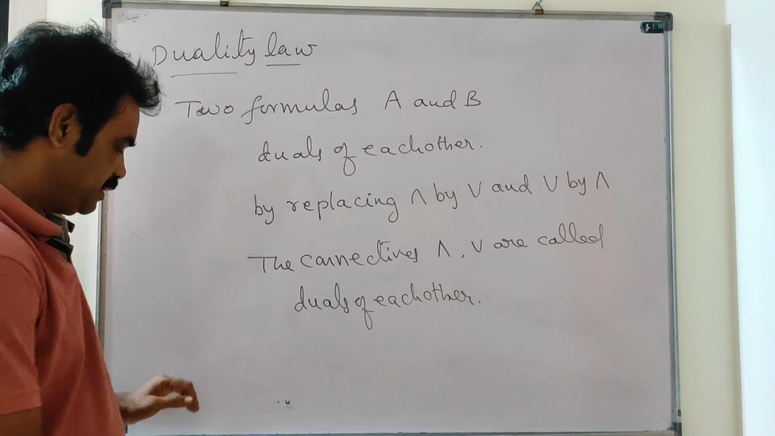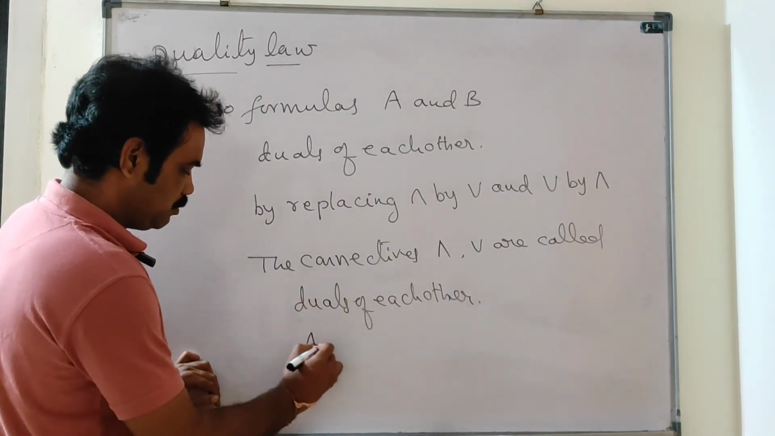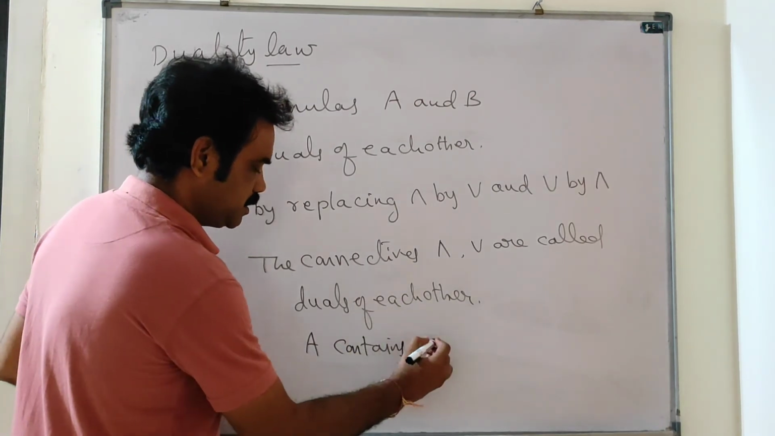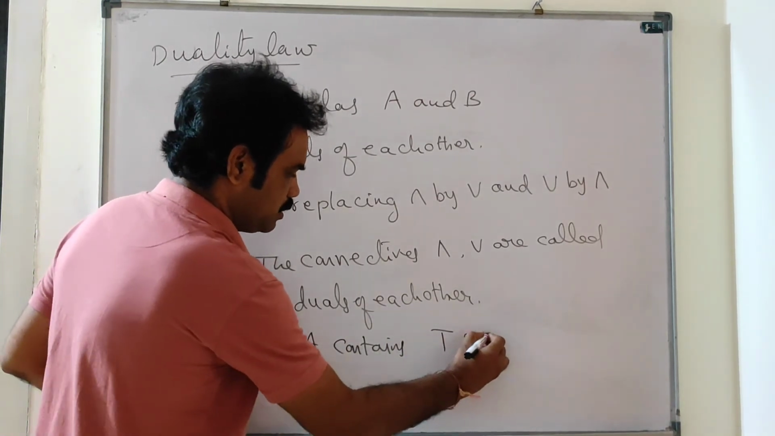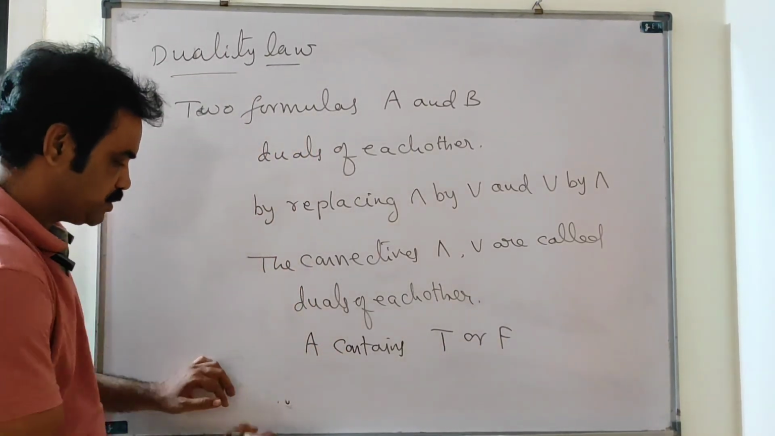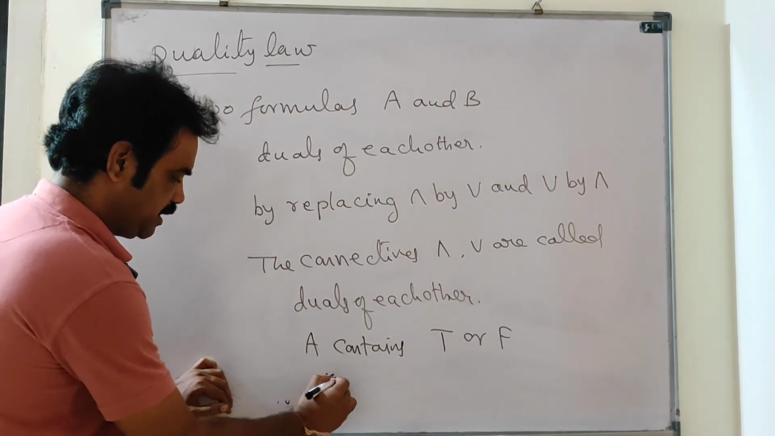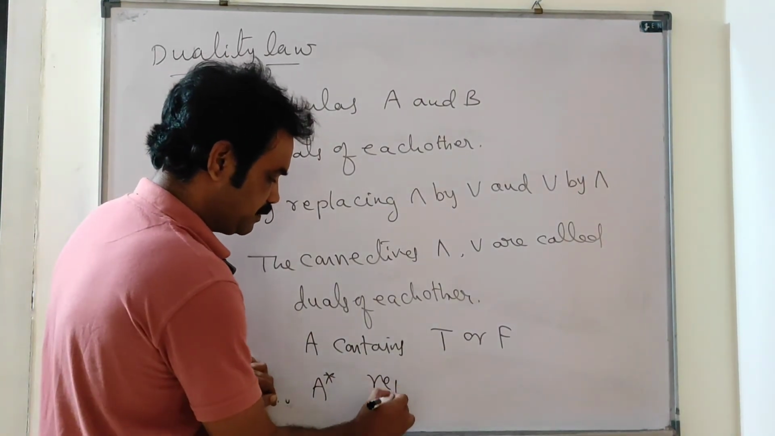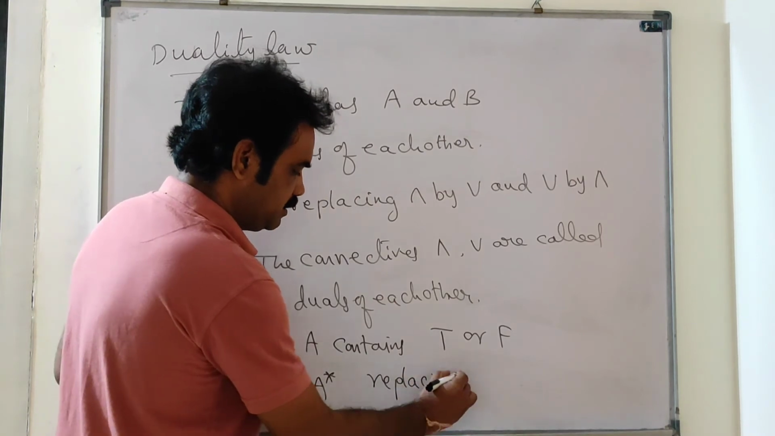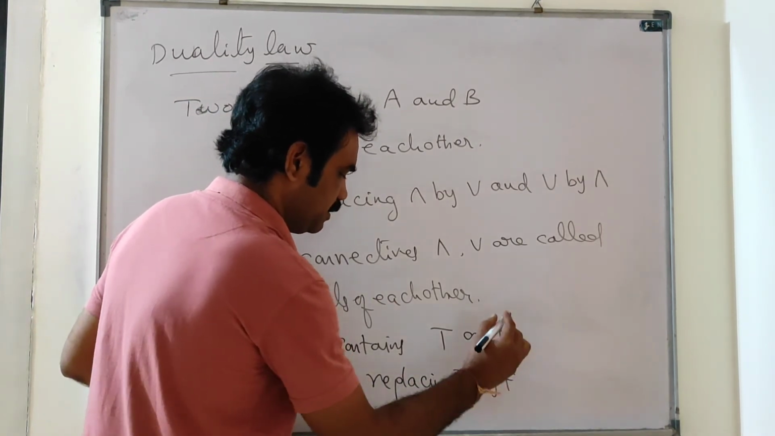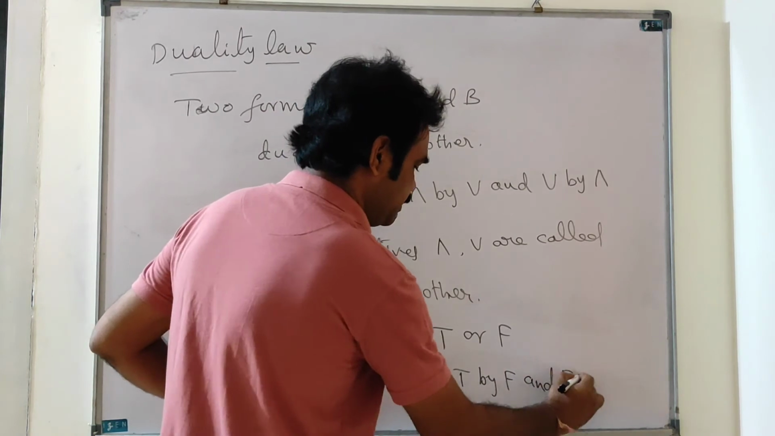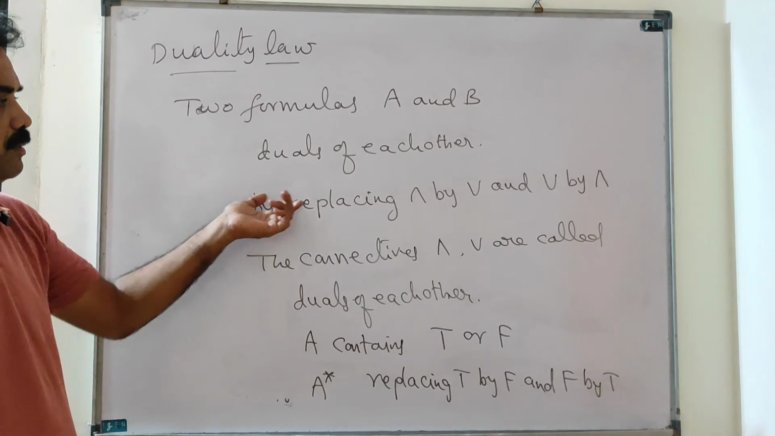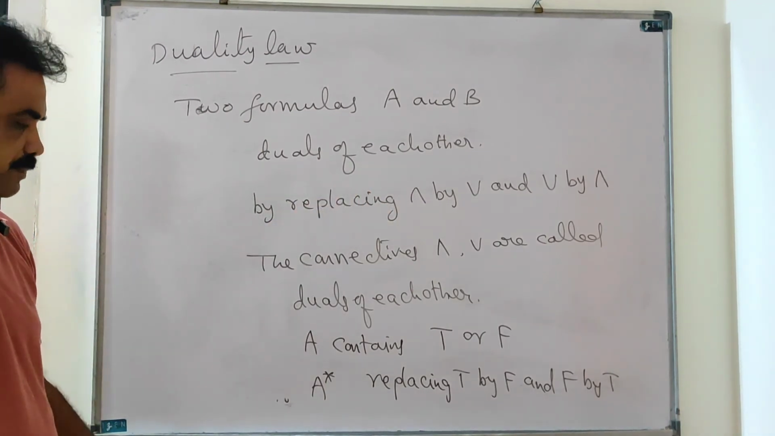If the formula A contains the special variable T or F, then its dual, suppose A star, is obtained by replacing T by F and F by T, in addition to the above interchanges. Okay, understand?